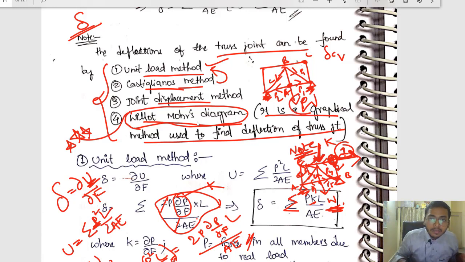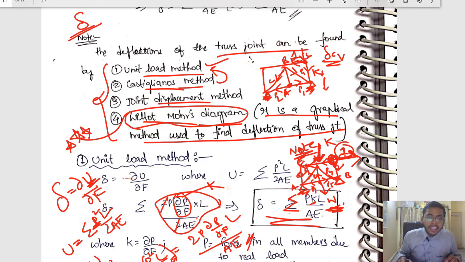Now remove this W. This is the second step. We have to remove the W and place the unit load wherever you want. That's why it is called the unit load method. For example, you want vertical deflection at C. You will place a vertical unit load at C only. Now because of this you will again get the axial forces. These axial forces will be K1, K2, and so on. These K1, K2 you have to use in this formula.